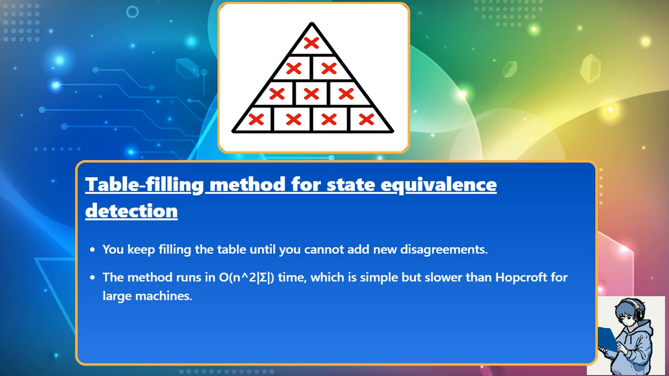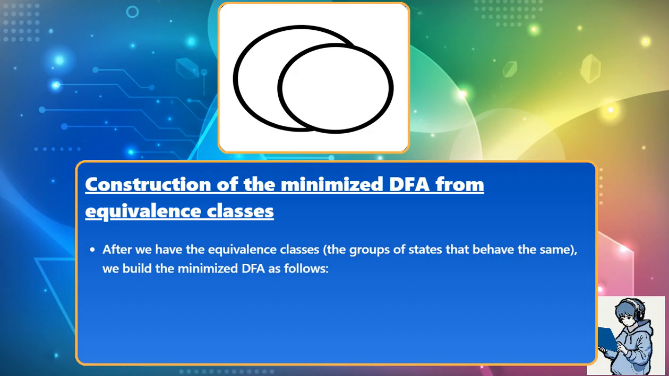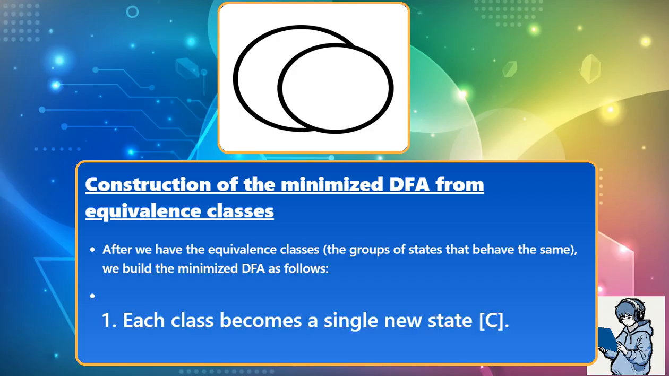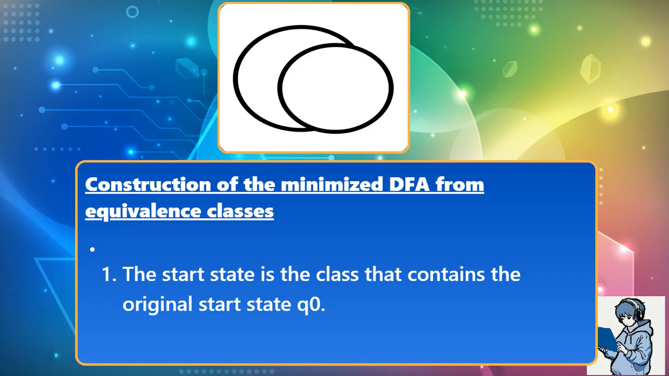After we have the equivalence classes, the groups of states that behave the same, we build the minimized DFA as follows. Each class becomes a single new state C. The start state is the class that contains the original start state q0.